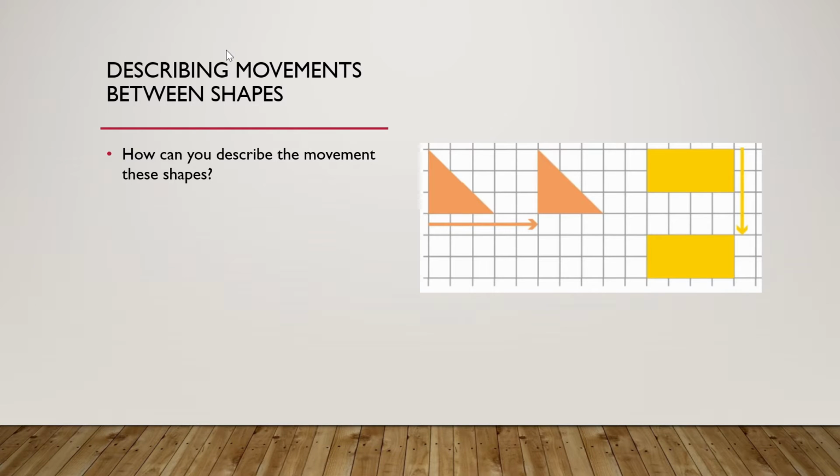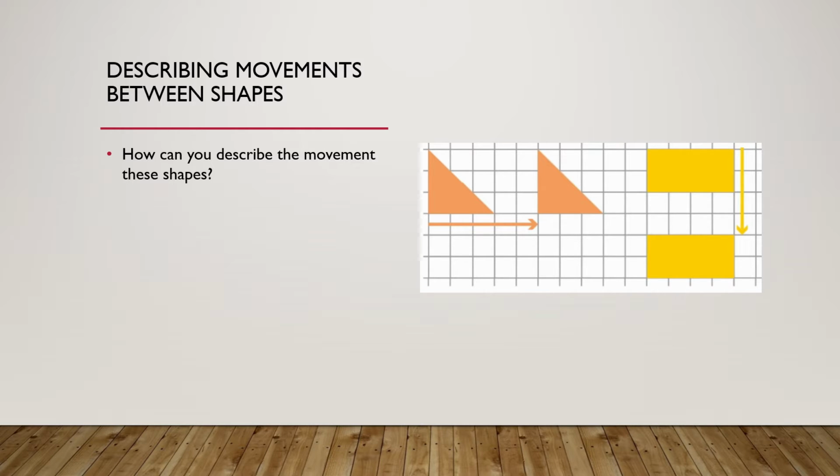Hello everyone, we're back to look more at coordinates and shapes, and today we're going to think about the movements between shapes and how we can describe them. So I'd like to have a look at this one and think how can you describe the movement. Make sure you've got a description both for the triangle and the rectangle. Pause the video if you need to. And then let's have a look.